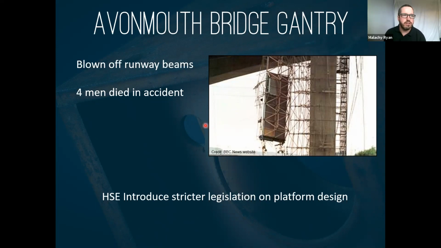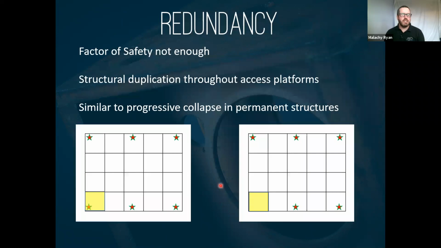A tragedy that should never have happened, and since then, 1999, the HSE have brought in stricter legislation on platform design. I'll just go through that quickly because I know I'm running over. They've kind of brought around the factors of safety, whether they're 2, 5, 6, 8, 10, that is not sufficient anymore. You have to have structural duplication throughout the access platform. So if anyone is familiar with permanent works designs and progressive collapse, then you'll be familiar with this. You take a platform that's got 6 supports, and you load it, you figure out which support has got the highest reaction on it, and in your analysis you remove that support.